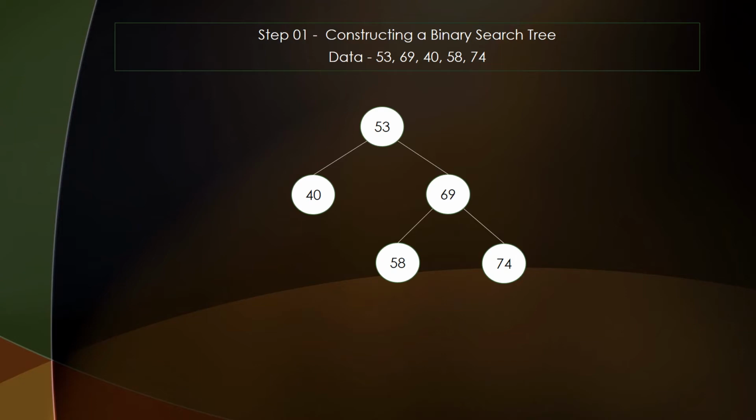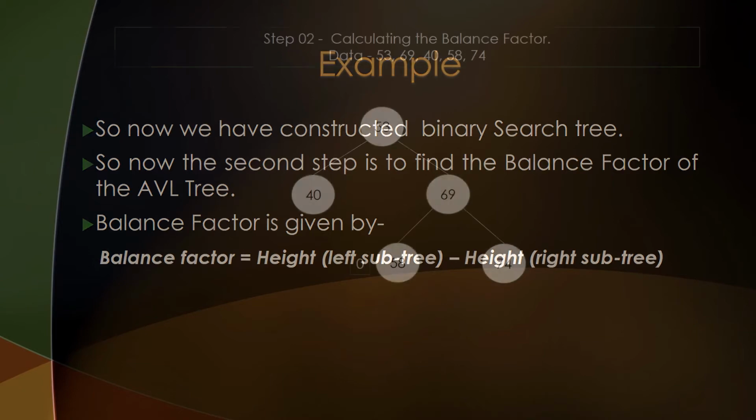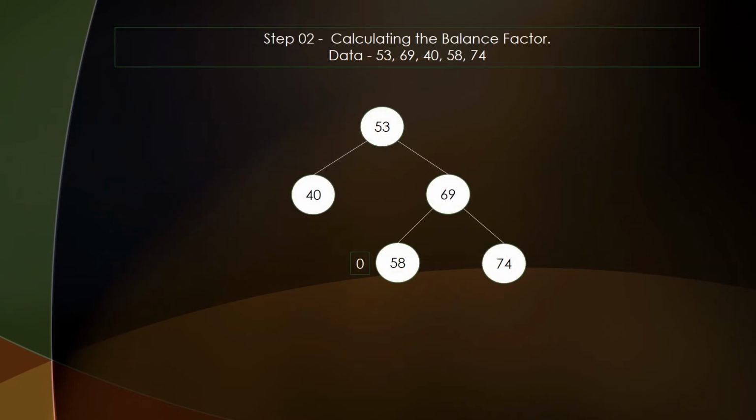But for now, for example, the binary search tree should look like this. Now the second step is to find the balance factor of the AVL tree. The balance factor is given by the formula: balance factor is equal to height of left subtree minus height of right subtree. Now this is a very important formula and will be used throughout the examples. Please do remember this formula. And now we begin with the actual balance factor calculation.